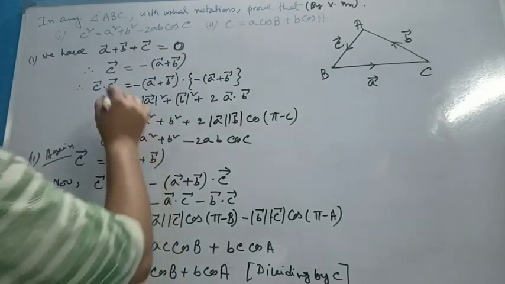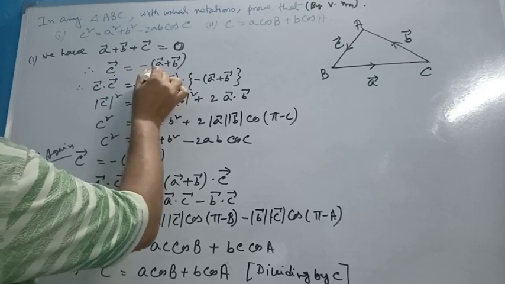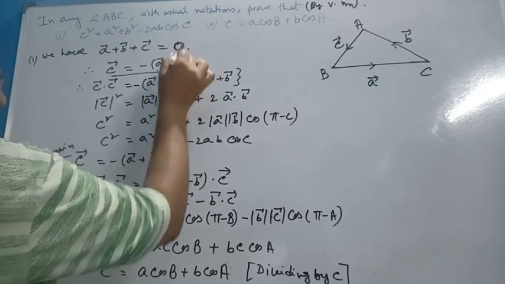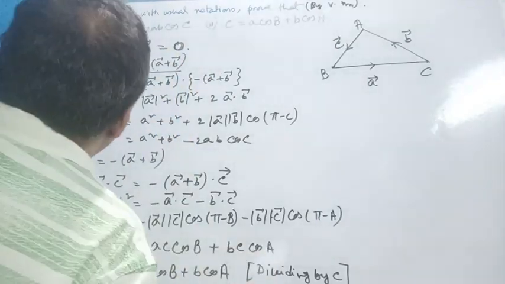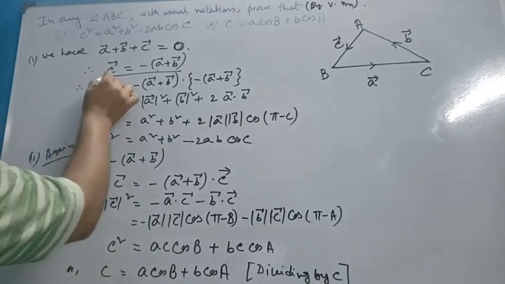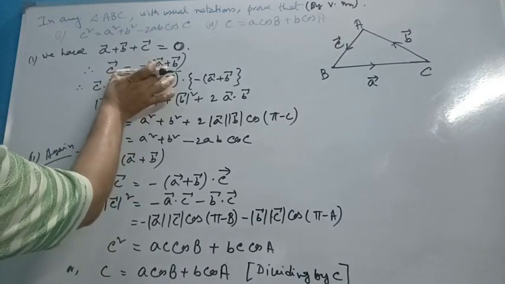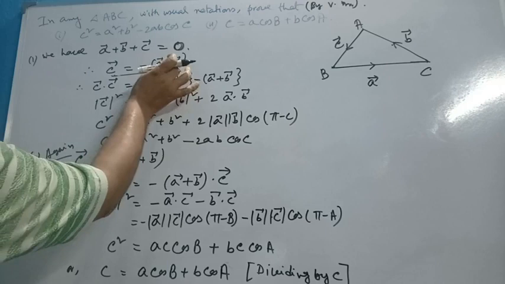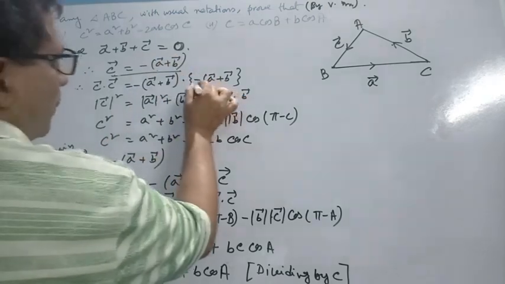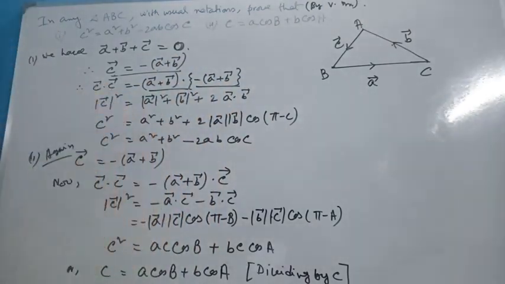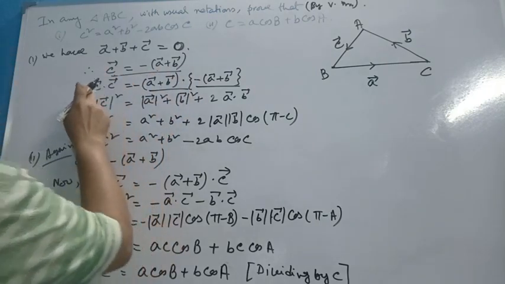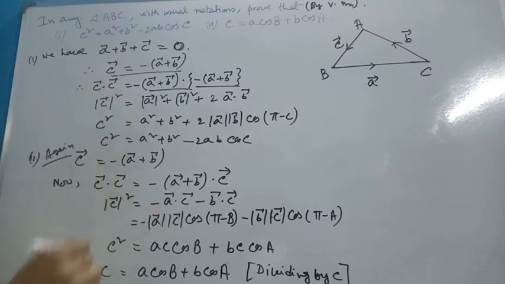So we can write C is equal to minus of A plus B from this relation very easily. Now C is equal to this, so taking C dot C is the same as minus of A plus B dot minus of A plus B. So this minus minus will be plus. C dot C is nothing but mod C square.